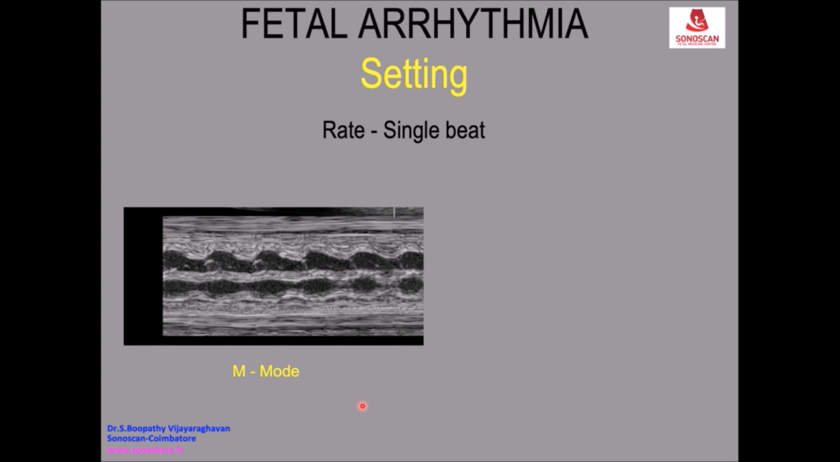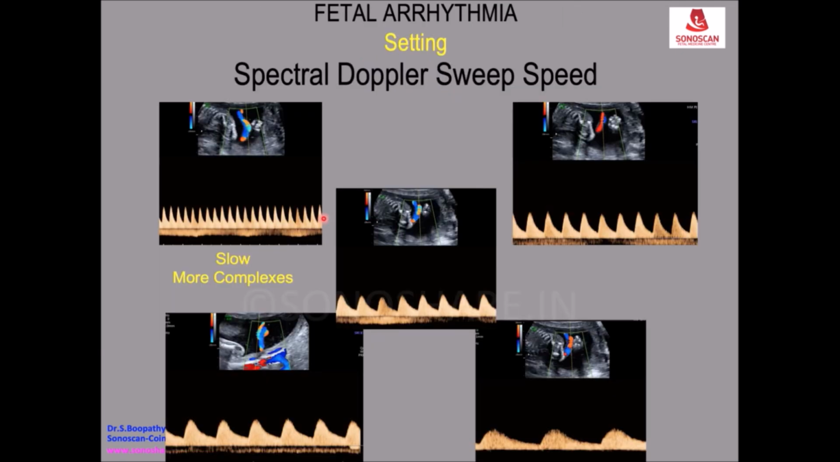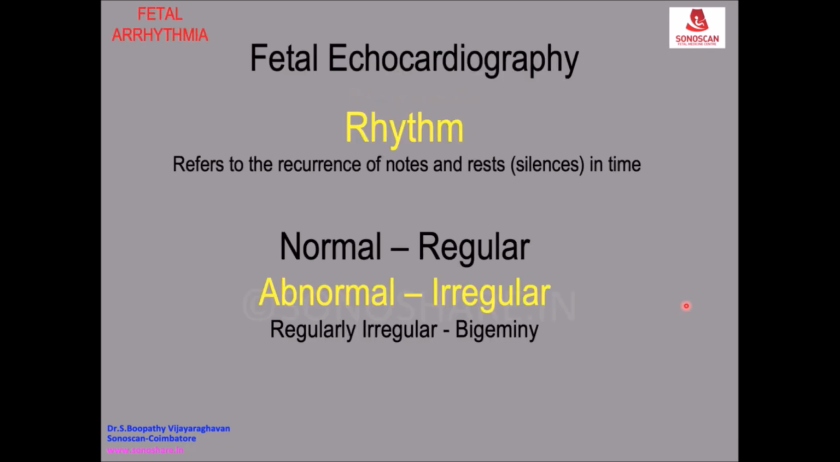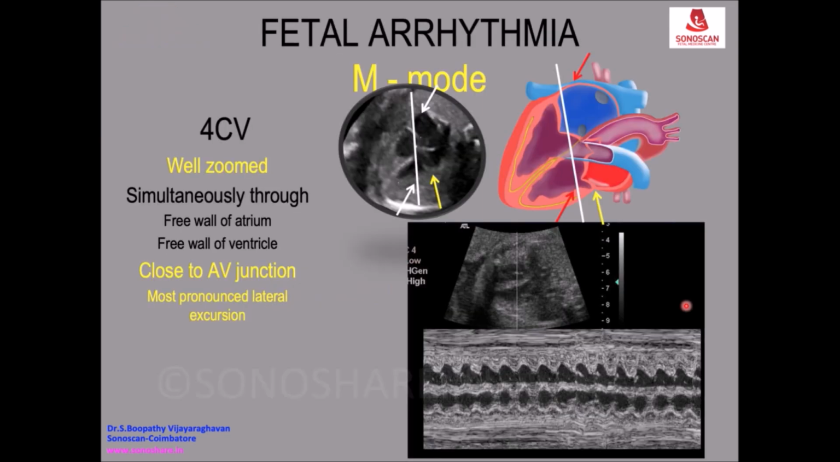Now, in the machine setting in a case of fetal arrhythmia, the rate is measured in a single frame. As the sweep speed decreases, the number of complexes shown per frame becomes less, and the effect on cardiac function should be assessed at regular intervals, in the form of bigeminy or trigeminy, or it can be irregular rhythm. So that will be best shown on the M mode tracing.